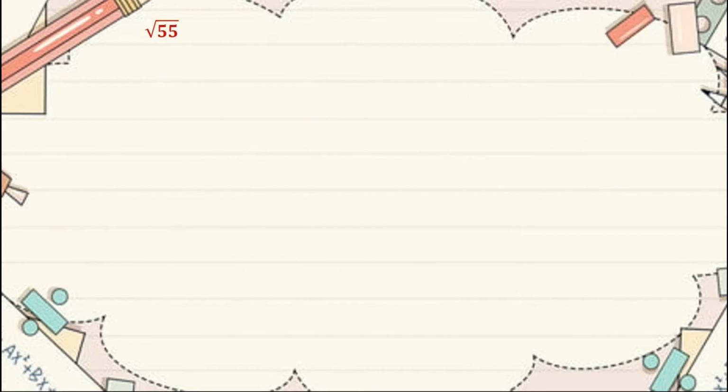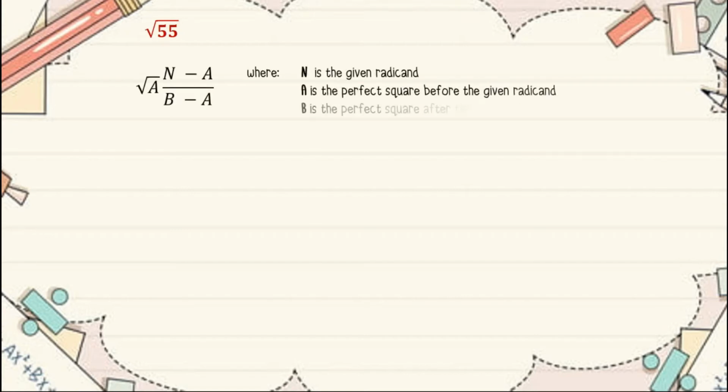Next, let's have the square root of 55. Again, we're going to use this notation. N is the radicand, A is the perfect square before the radicand, and B is the perfect square after the given radicand. So our N, or the radicand in the given, is 55. While A, or the perfect square before 55, is 49.